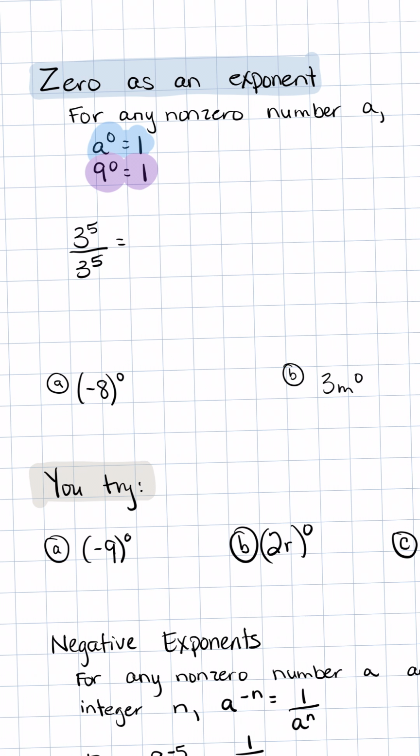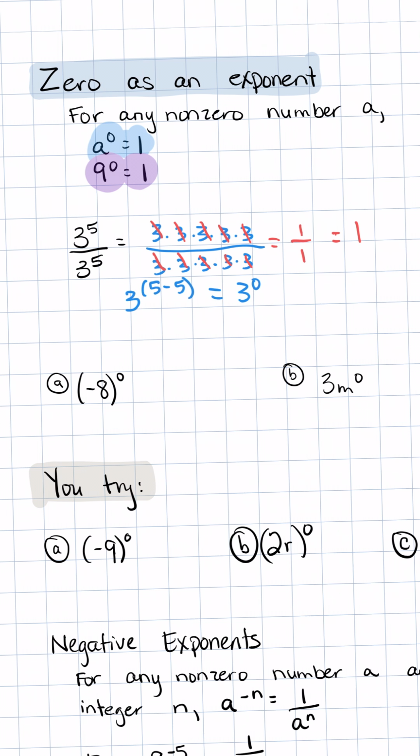So if we have 3 to the 5th power over 3 to the 5th power, that's like saying 3 times 3 times 3 times 3 times 3 over 3 times 3 times 3 times 3 times 3. And remember, we can cross them out. Those two, those two, those two, those two, those two. So that's like saying 1 over 1. So therefore, it equals 1. And if we were to subtract them, if we had 3 to the 5 minus 5, that equals 3 to the 0 power, that we know just equals 1. Something you might have to memorize.